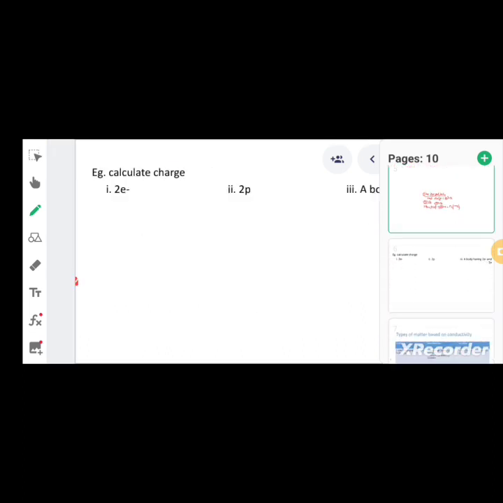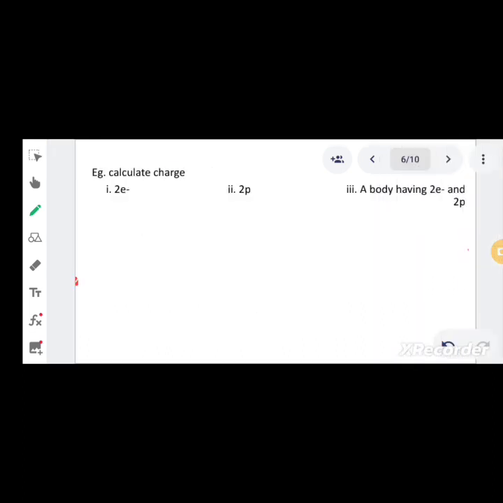Then let us go to the next page. So can you calculate the charge of 2 electrons, 2 protons, or a body having 2 electrons and 2 protons?